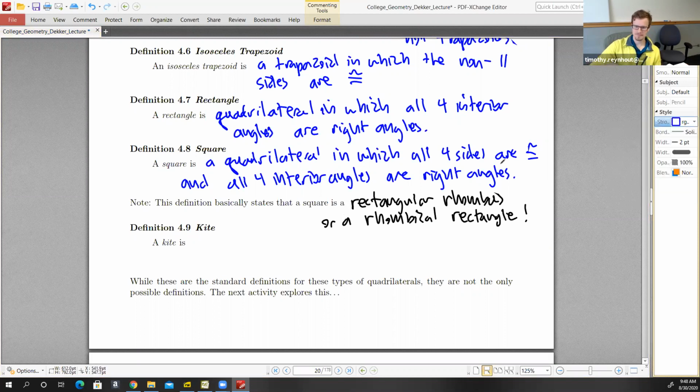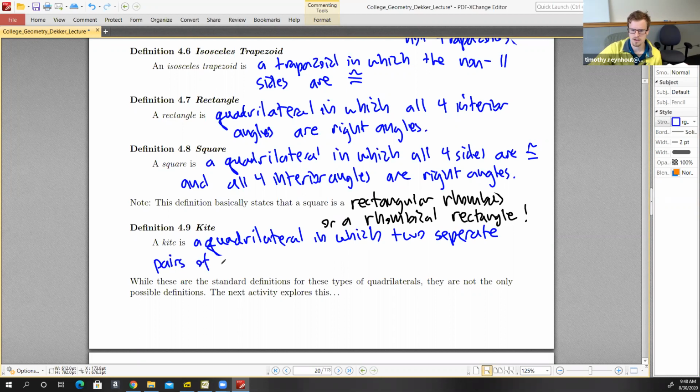So our last definition is a kite, and a kite is also a quadrilateral in which two separate pairs of adjacent sides are congruent.